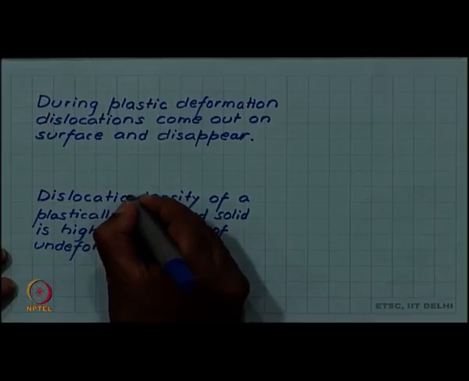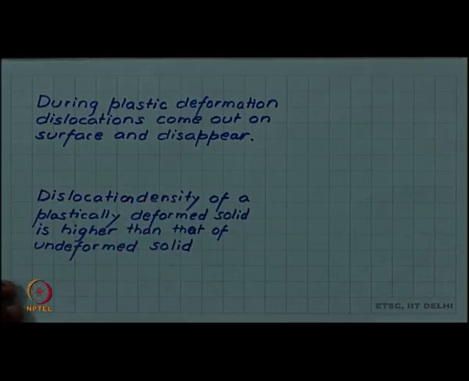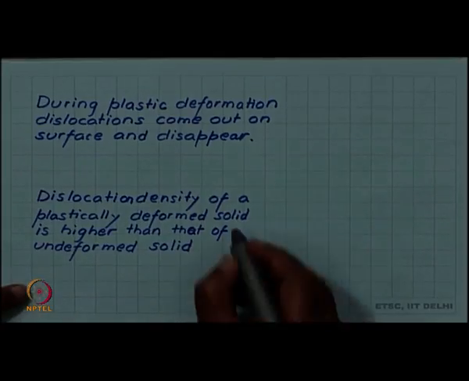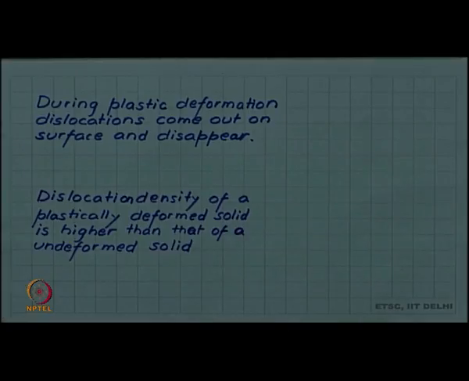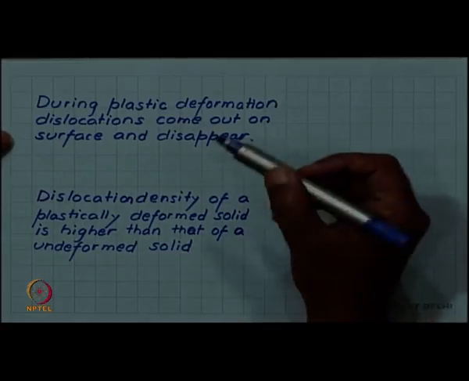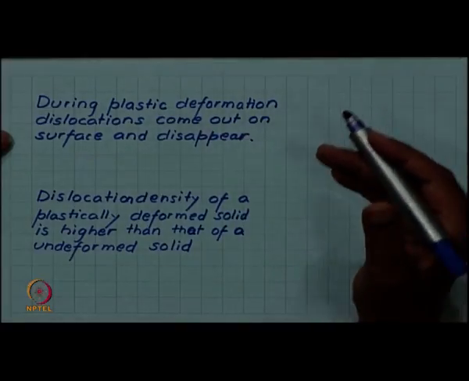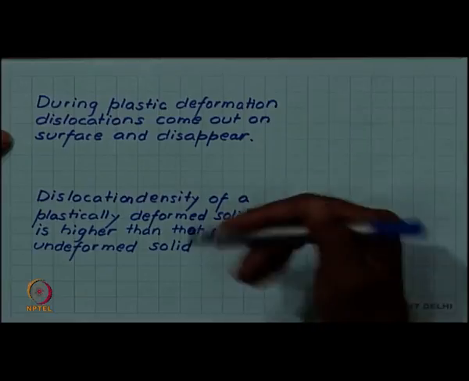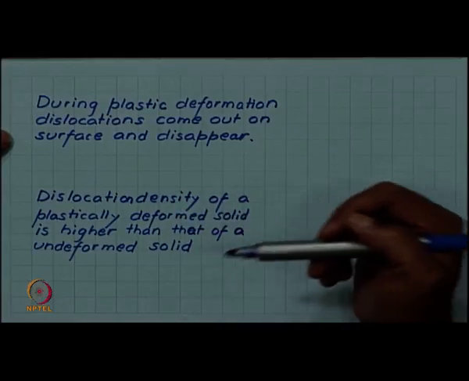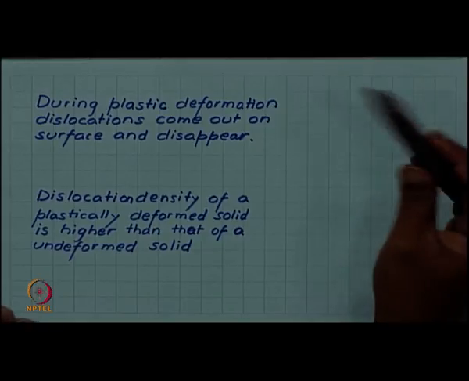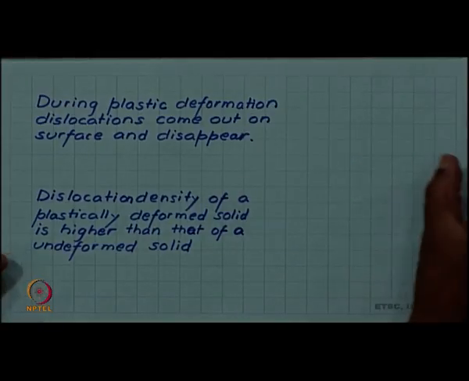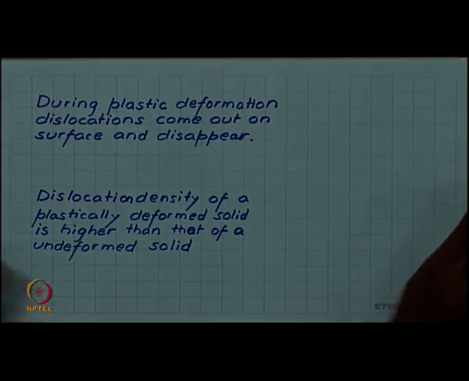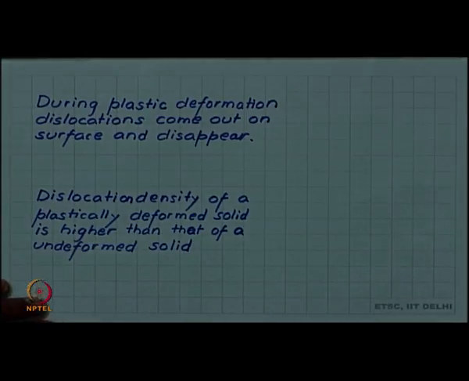Another fact which we saw is that the dislocation density of a plastically deformed solid is higher than that of an undeformed solid. So, on the face of it, these are two contradictory statements, because if the dislocations are coming out on the surface and disappearing, the dislocation density should come down. However, finally we are seeing that the dislocation density is increasing. However, this contradiction is not really a contradiction, and this is what was seen by two scientists, Frank and Read.